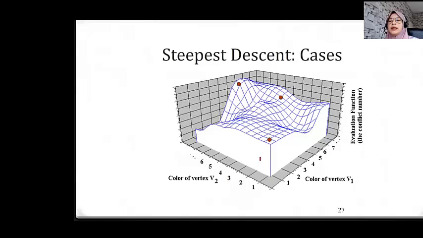This is an analogy of steepest descent cases. Let's say we start here, so we go down the lowest slope. If we start here, we go down to this. But if we start here, we start in the plateau area.